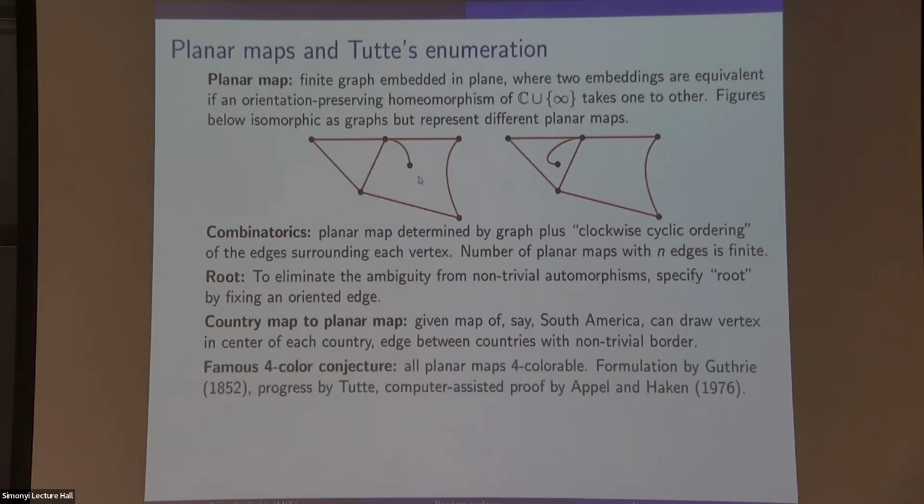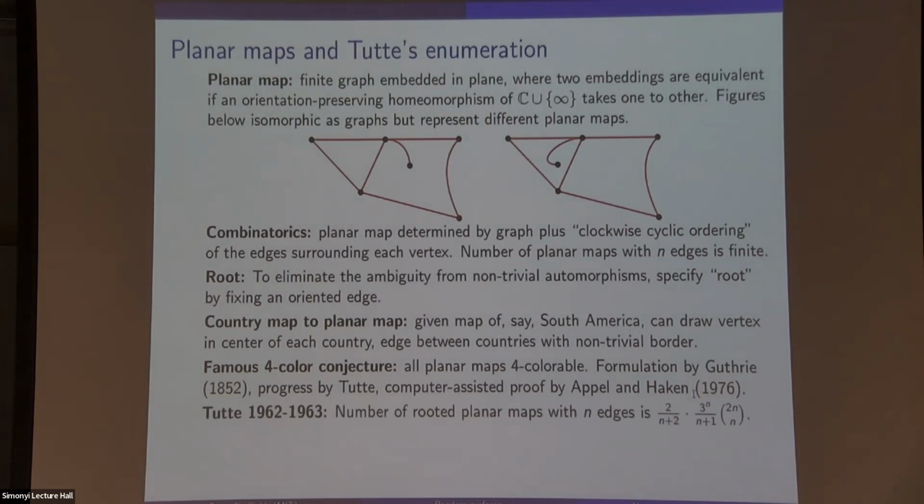The famous four-color conjecture says that there's always a way to color the vertices of a planar map in such a way that no two adjacent vertices have the same color. And this was famously first posed in 1852 and then solved in a computer-assisted proof in 1976. And Tutte made important progress in the 1960s. So anyone thinking about planar graphs in that era would have certainly had this problem in their mind. And that's what he was interested in solving.